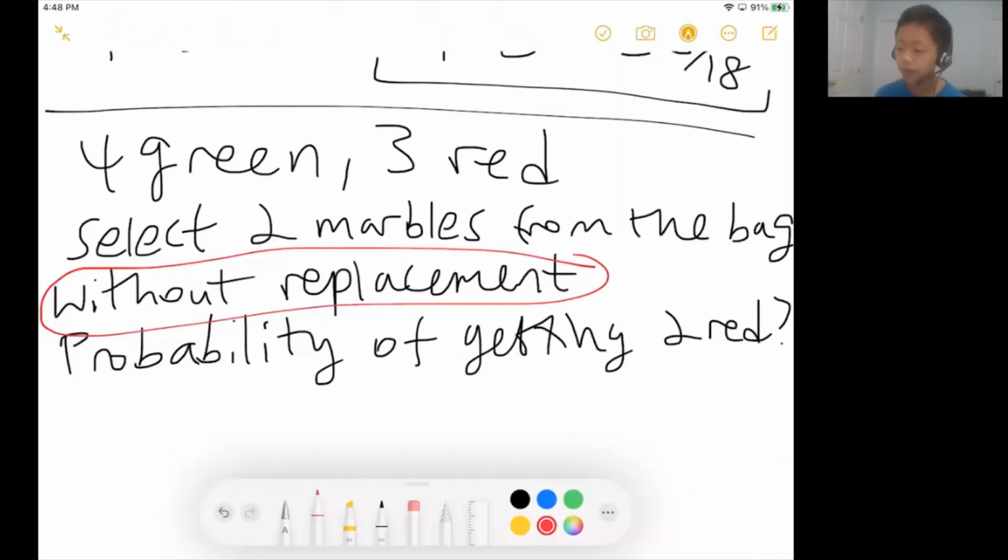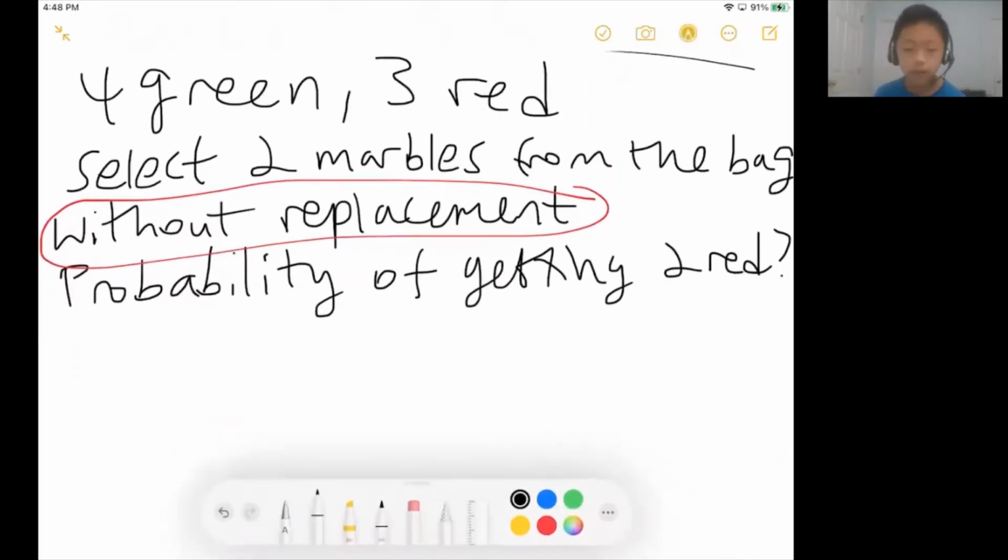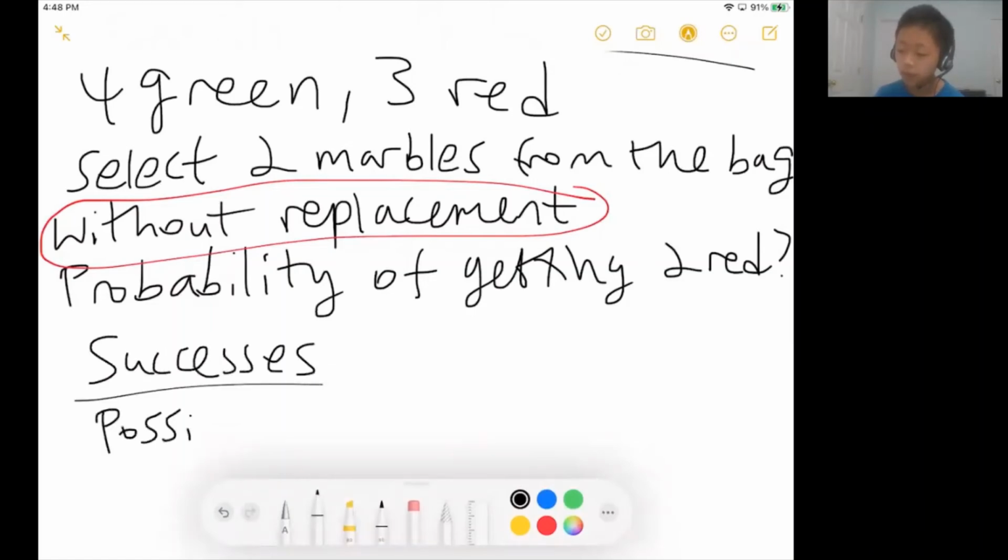And we want to know the probability of getting 2 red marbles. So this problem is pretty similar to the previous problem. So what we would do is, again, probability would be the number of successes divided by the number of possible outcomes. So the number of possible outcomes is going to be, there are 7 marbles total in the bag because 4 green, 3 red. So if we were to say that order didn't matter, then we would just do 7 choose 2.